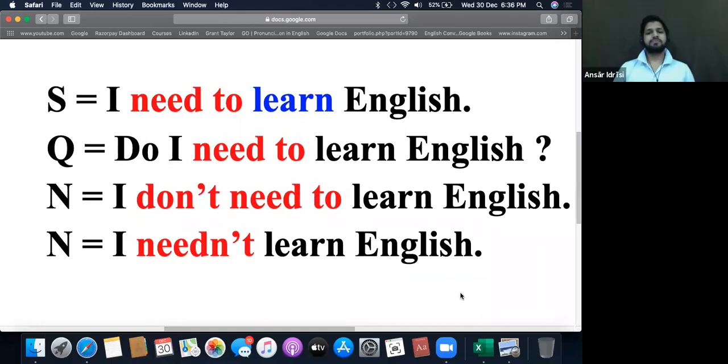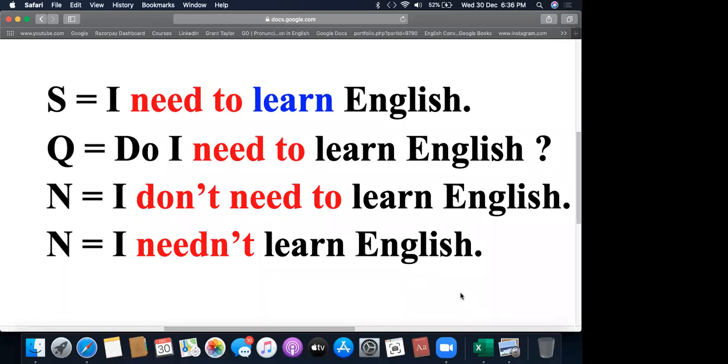Yes. I need to take care of elders. Do I need to take care of elders? I don't need to take care of elders. I need to book the ticket. Do I need to book the ticket? I don't need to book the ticket. Good. I need to rescue him. Do I need to rescue him? I don't need to rescue him. Good. I need to pick the bike. Do I need to pick the bike? I don't need to pick the bike.